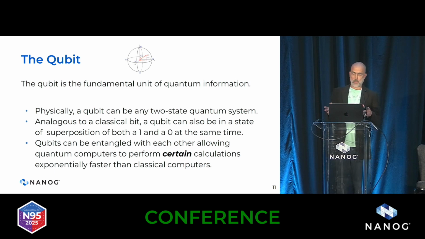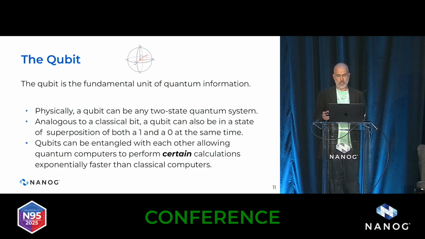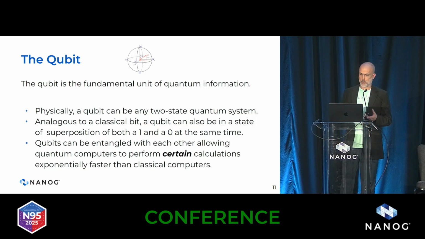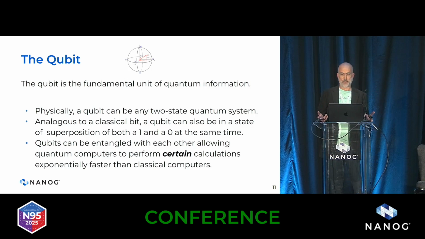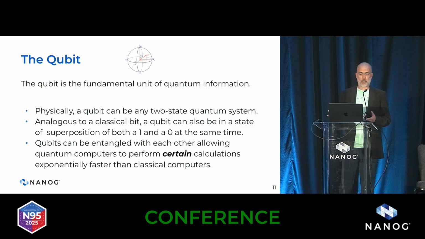I do want to explain why I emphasized certain calculations. The quantum computer only excels when the math in the algorithm makes use of superposition and entanglement. If it doesn't make use of superposition and entanglement, it's not a quantum algorithm. You can just run it on classical hardware.